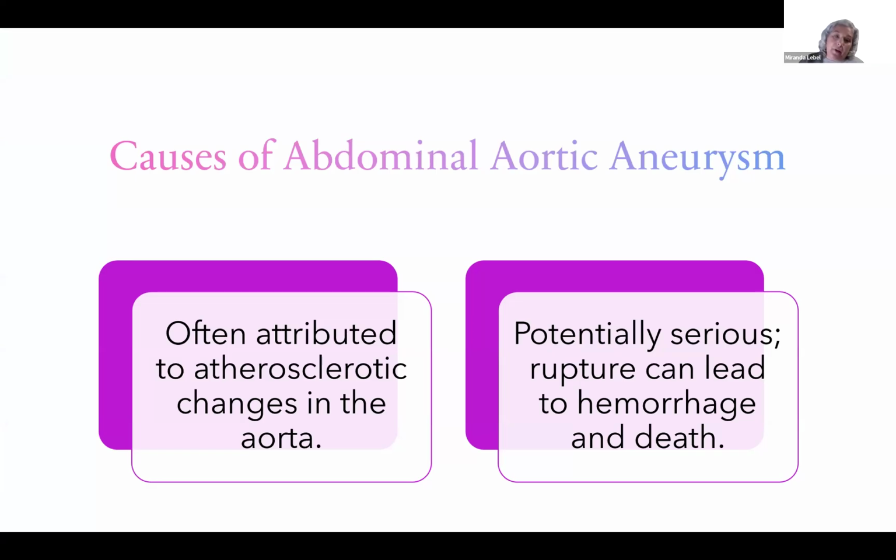Causes of an abdominal aortic aneurysm: it's often attributed to atherosclerotic changes in the aorta. It's potentially serious and rupture can lead to hemorrhage and death. So, not great.